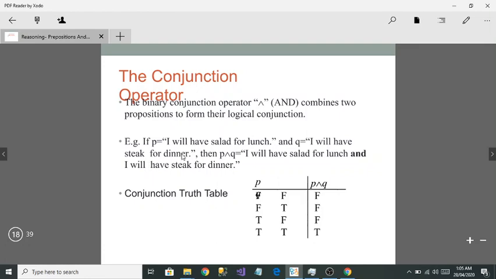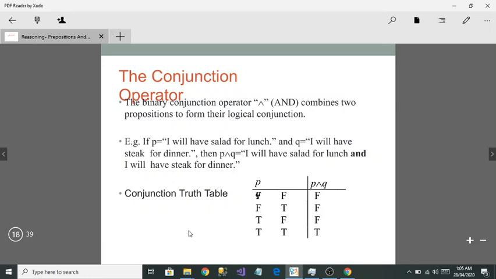Now what you want is to combine these two sentences, these two propositions. So what you will do is add a conjunction. It will combine them like this: "I will have salad for lunch and I will have steak for dinner." So between these two propositions you use the conjunction, that is and.